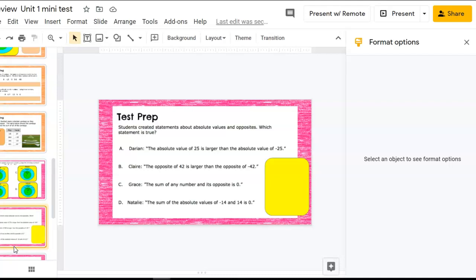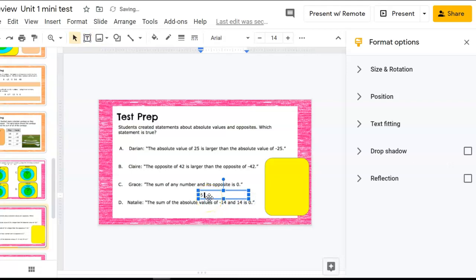So that is equal. The sum of any number and its opposite is 0. The sum of any number, so I know I'm going to add, so let's try this. I'm going to take 5 plus its opposite, which is negative 5, equals 0. So far, I believe C is true. Go ahead and move that there.